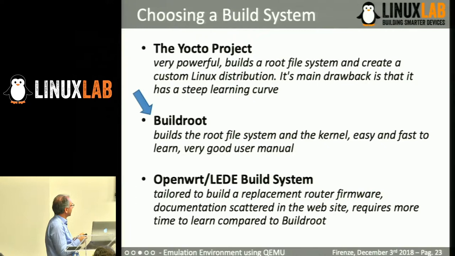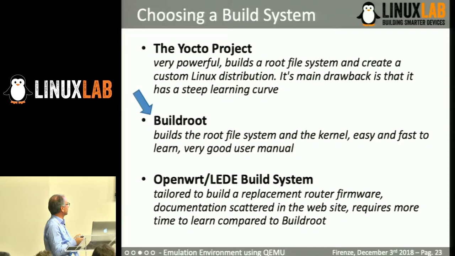We can choose one of the most popular open source build systems. The most popular is, for sure, the Yocto project. It is very powerful, builds a root file system, and creates also a custom Linux distribution, including a package manager in the root file system. But if you don't know the Yocto project, its main drawback is that it has a steep learning curve. Another popular choice is Buildroot. Buildroot is simpler. It builds only the kernel and the root file system, but it is much easier and faster to learn, and also has a very good user manual that is not too long, but also not too short.